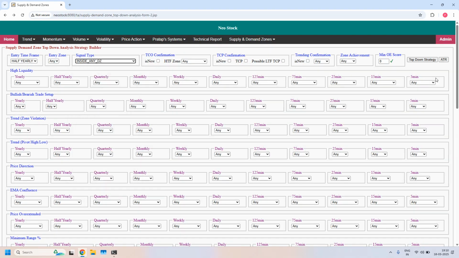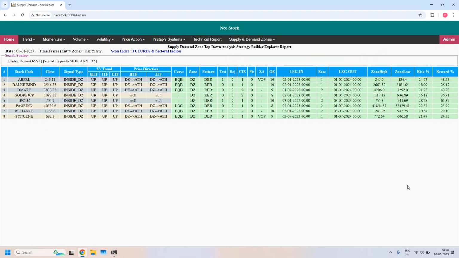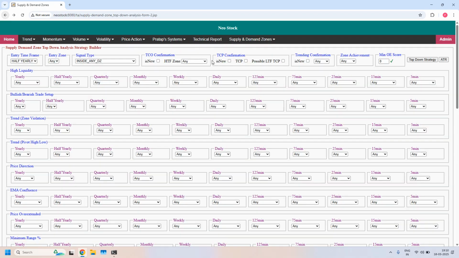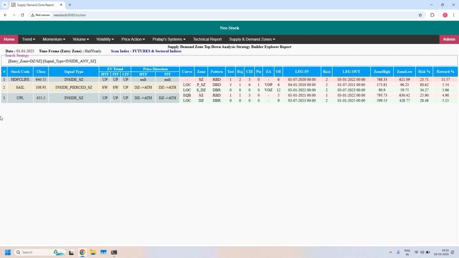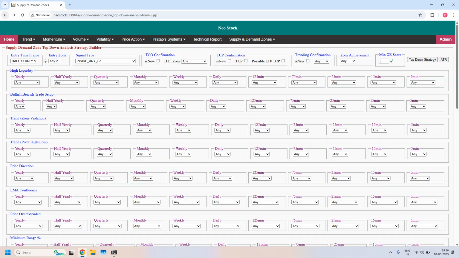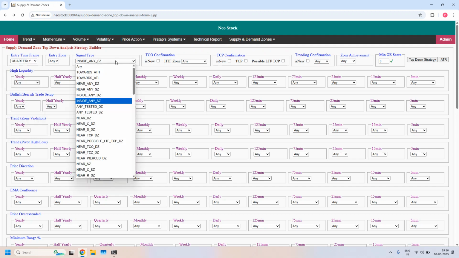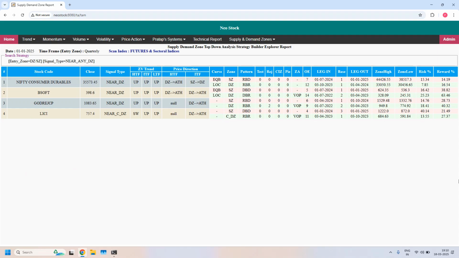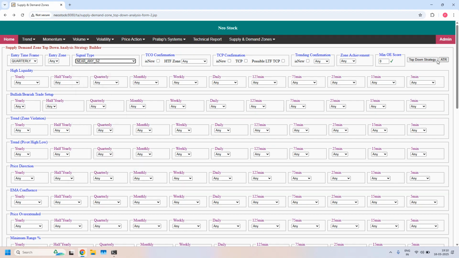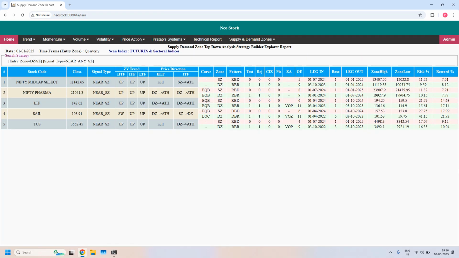Next, price closed inside the half yearly demand zone. We got 8 stocks. Next, price closed inside the half-yearly supply zone. We got 3 stocks. Okay, next time frame is quarterly. Stocks near quarterly demand zone. We got 4 stocks. Next, stocks near quarterly supply zone. We got 5 stocks.